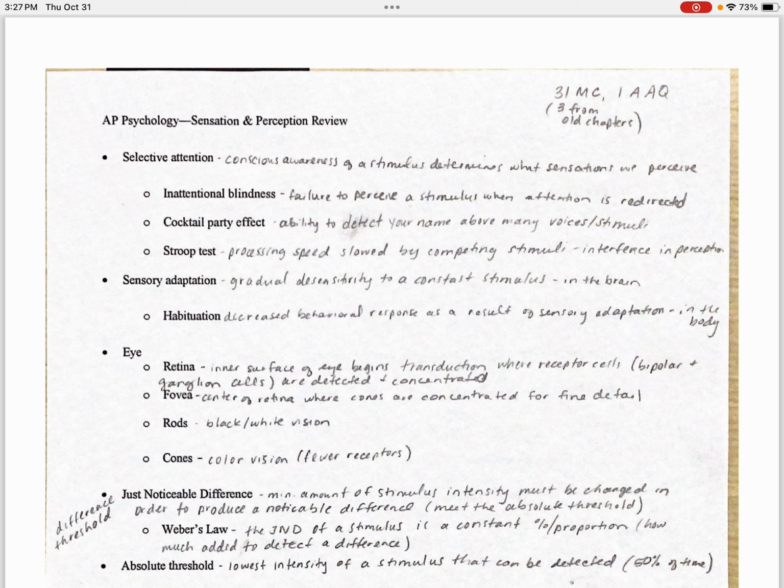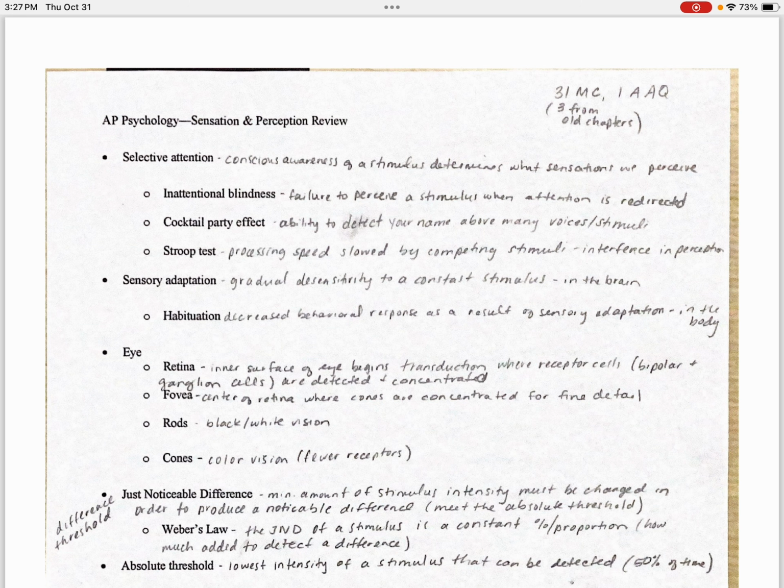in a second. The fovea, this is the center of the retina where cones are concentrated for fine detail. This is where we have what we call our greatest acuity. You can see the best, like the most clear vision that you have is coming from your fovea, but that's a very small part. If you remember that eye diagram, it wouldn't hurt to take a look at that. It's at kind of the back of the retina.